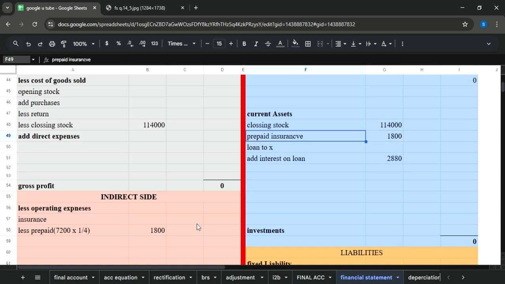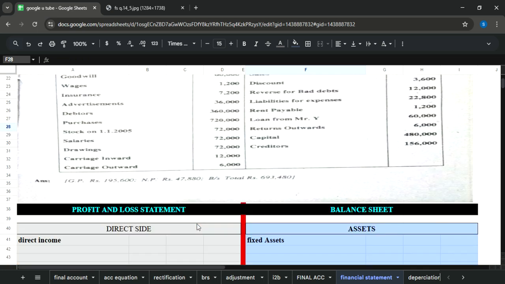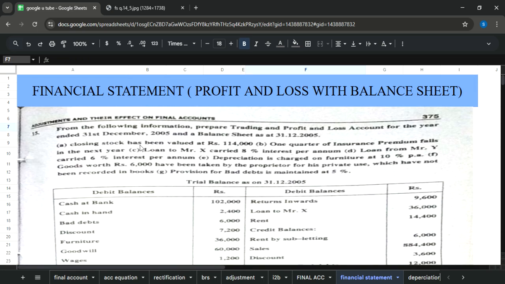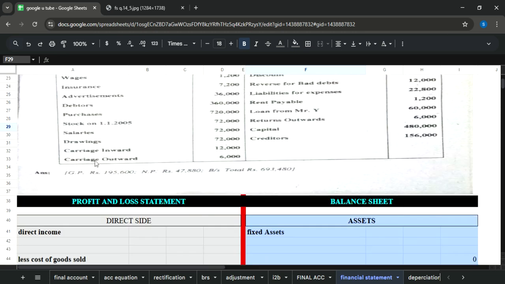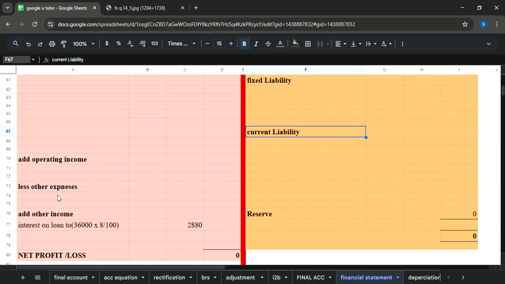Alright guys, I have seen spellings of insurance. So here you can see that loan to Mr. X was third adjustment and we have completed. Now D adjustment, loan from Mr. Y. Now you will have to focus on this word from. You have taken loan from. It means it's your liability and interest would be paid. It is 6%, so you will go to other expense side and here you will mention interest on loan from.